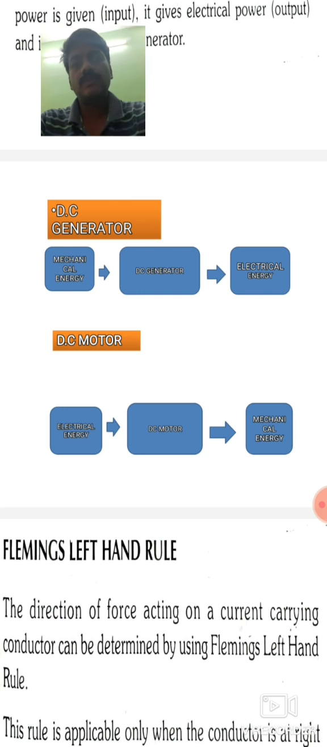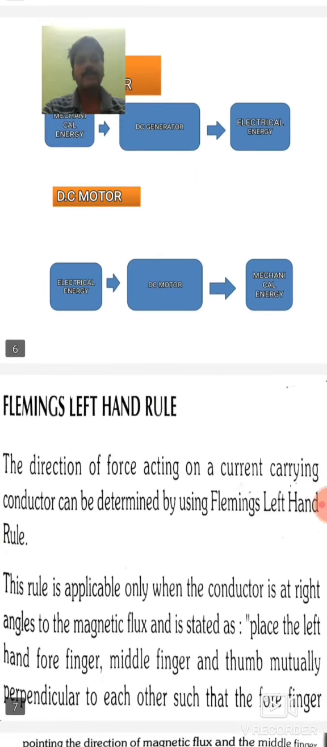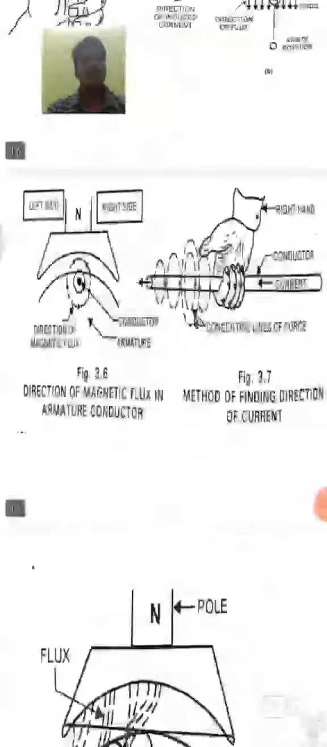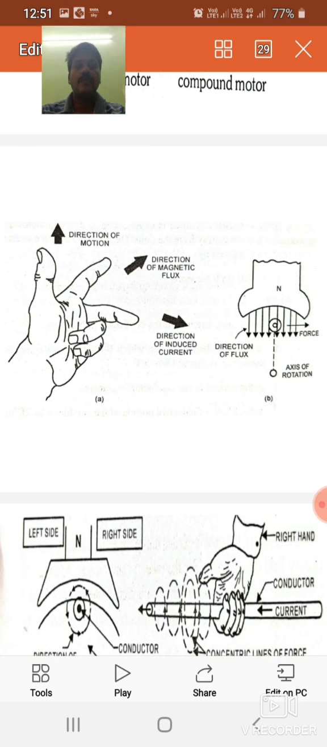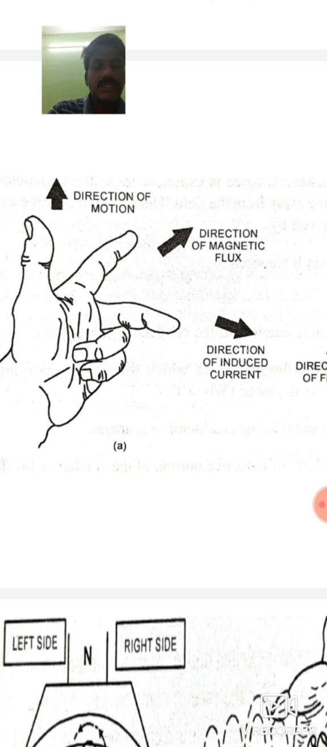So DC motor, Fleming's left hand rule: by stretching our left hand such that the forefinger points in the direction of the magnetic field, the middle finger points in the direction of the current, and the thumb shows the direction of motion of the conductor.